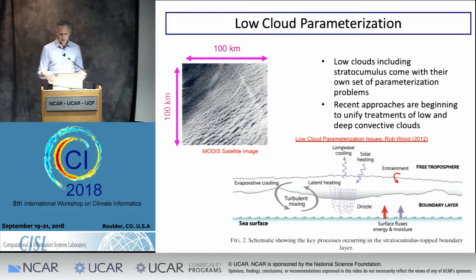One thing I won't talk about is that there are some recent approaches that are beginning to unify treatments of low clouds and high clouds. For example, there's a scheme in the NCAR model right now called CLUBB that tries to seamlessly predict the evolution from low clouds to high clouds in places like the tropics, but I won't talk too much more about that.